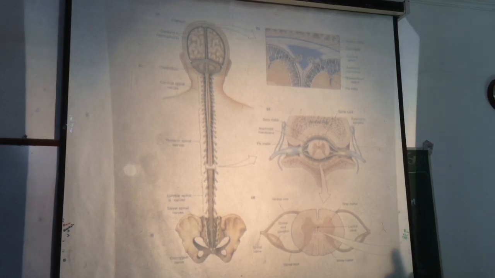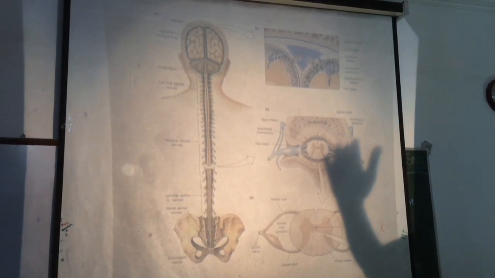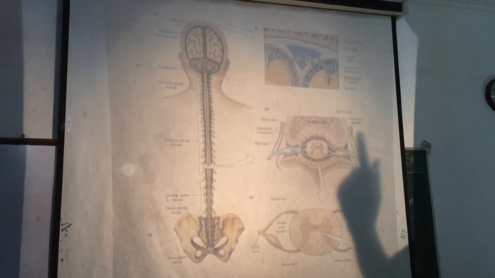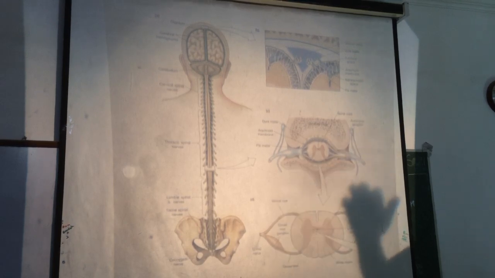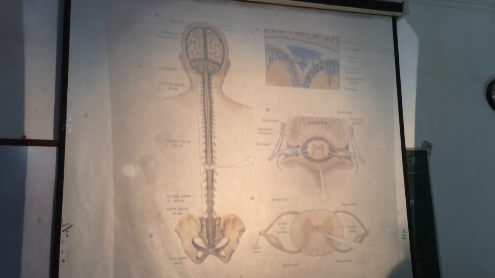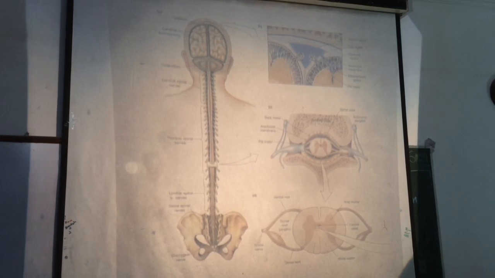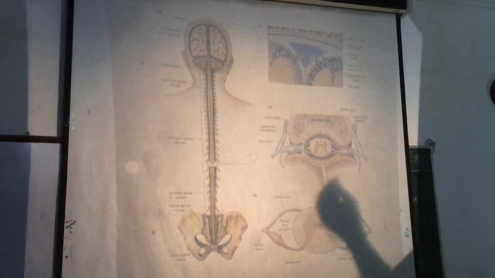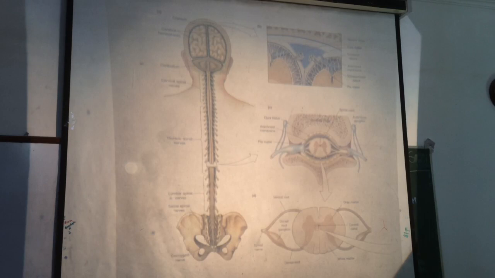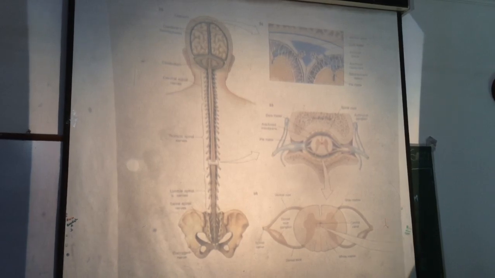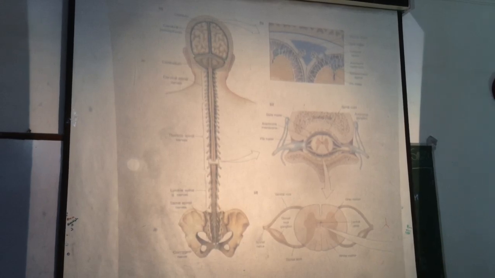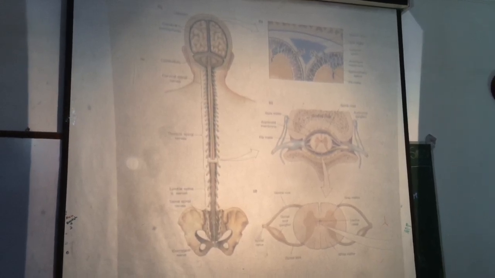So, first cervical nerve is at the upper border of first cervical vertebra. Second cervical nerve is at the upper border of second cervical vertebra. And keep in mind, 8th cervical nerve is between C7 and T1. So this is the way in which these spinal nerves are numbered.